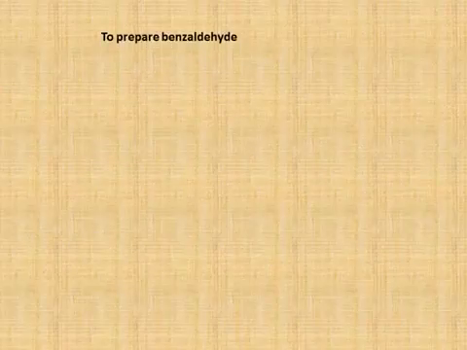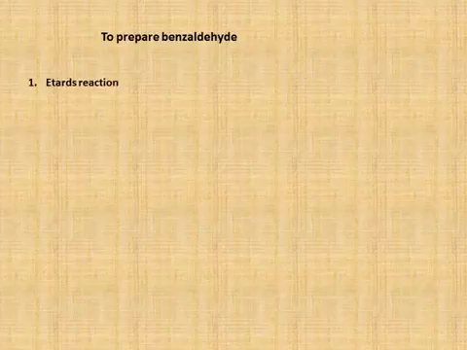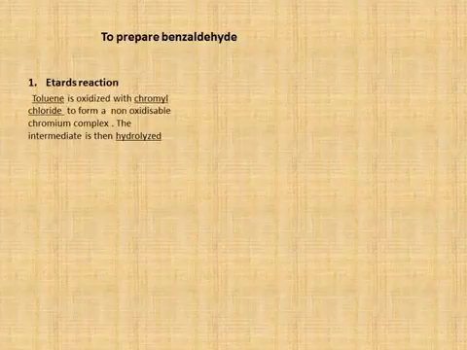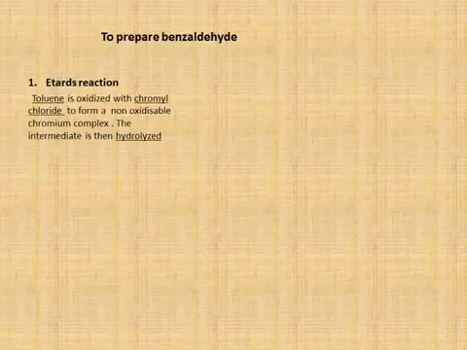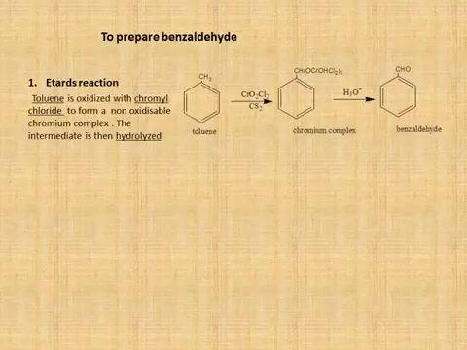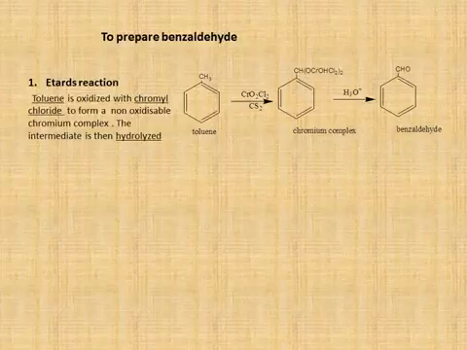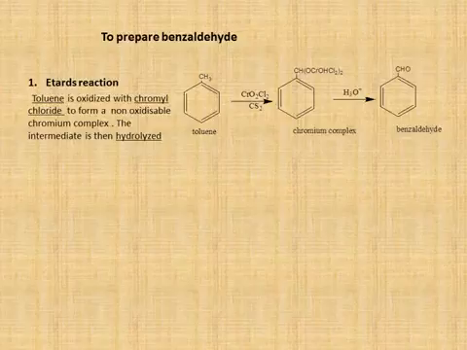Etard's reaction is used for the preparation of benzaldehyde. The starting material is toluene. It is first oxidized to a non-oxidizable chromium complex using chromyl chloride. Now, this is done to prevent the oxidation of aldehyde to acid. The intermediate is then hydrolyzed to obtain benzaldehyde.